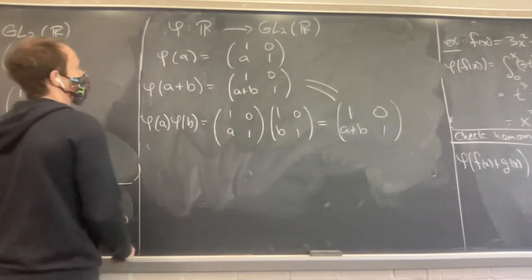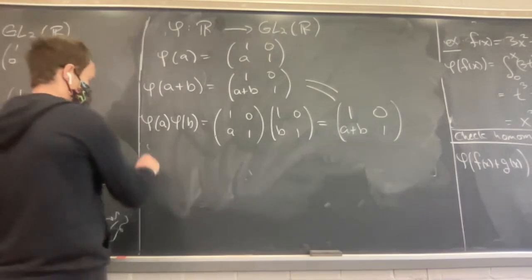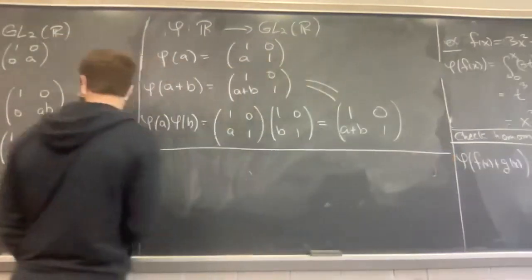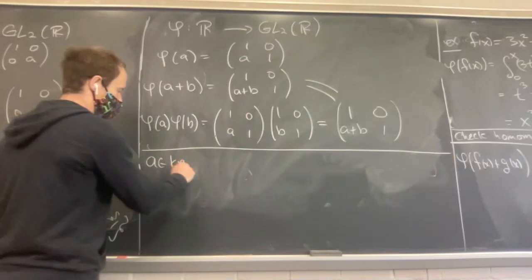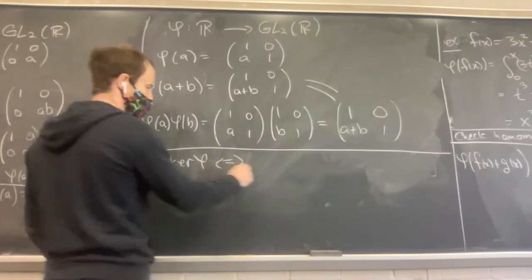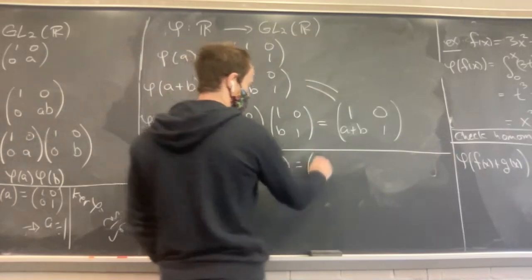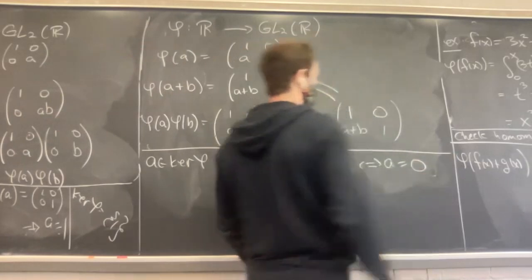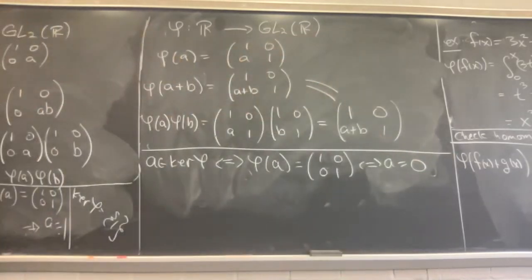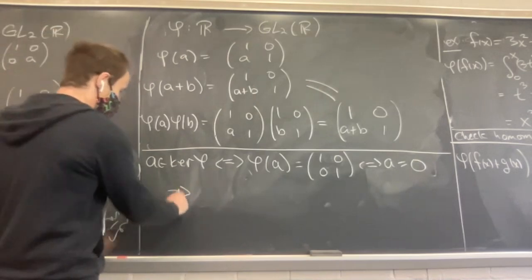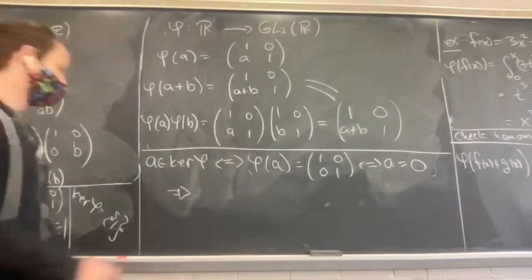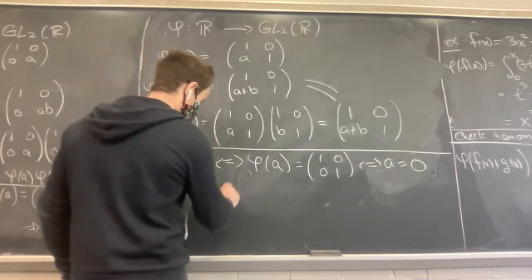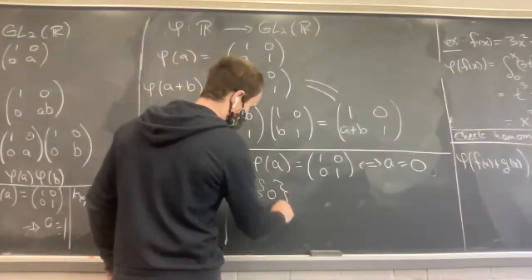Now, let's see what's the kernel. Then we'll do the same kind of thing that we did over here. A is in the kernel of phi if and only if phi of A is equal to [1, 0; 0, 1]. But that's if and only if A is equal to 0 in this case, because now we need that entry to be a 0. The only way to be in the kernel is to be 0, so the kernel is just the singleton of 0.